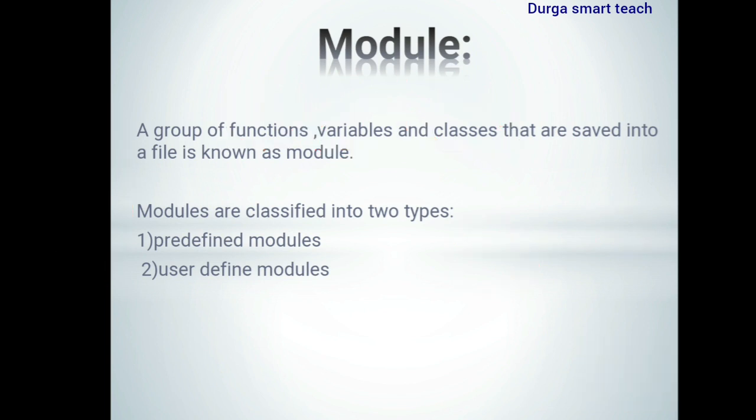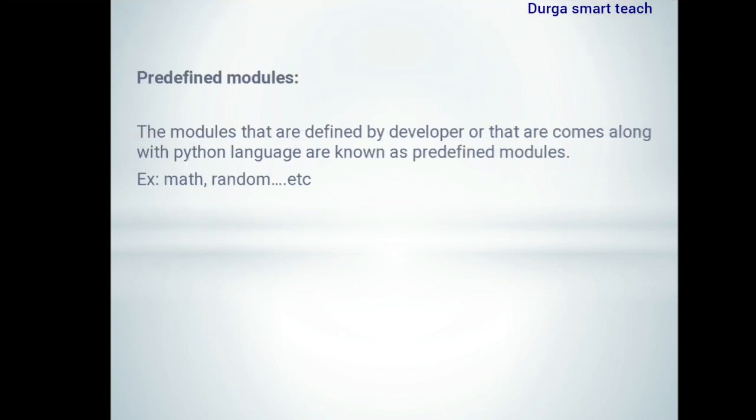Okay, so there are two types of modules available in Python. One is predefined modules and another one is user defined modules. In this video I am going to explain about predefined modules. In the next video I will explain user defined modules. Okay, let's see the predefined modules.